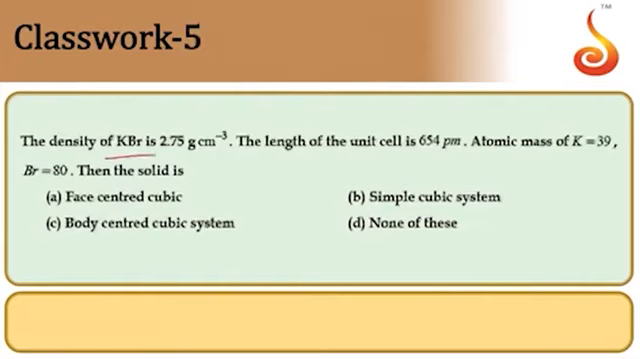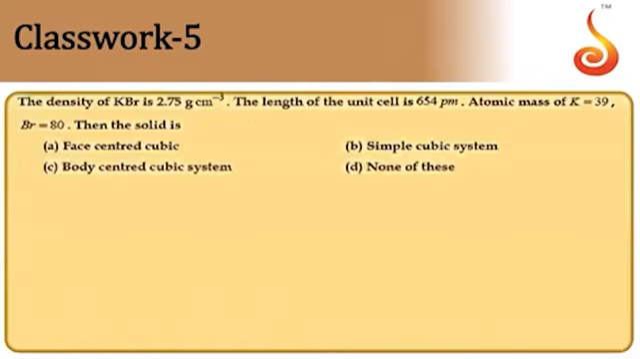Then the density of KBr is 2.75 grams per cc. The length of the unit cell is 654 pm. Atomic masses of K and Br are given. Then what type of solid is it? It means we need to find out the value of Z here. Let us substitute into the formula for density. So density d is equal to Z into M by a cube into Na. In this we need to find out the value of Z.